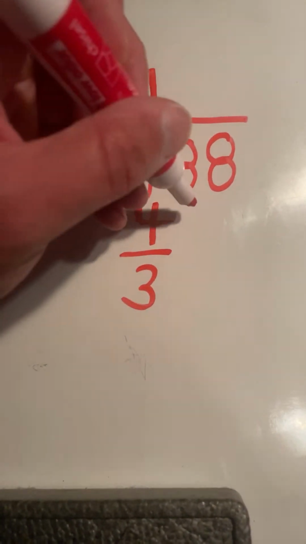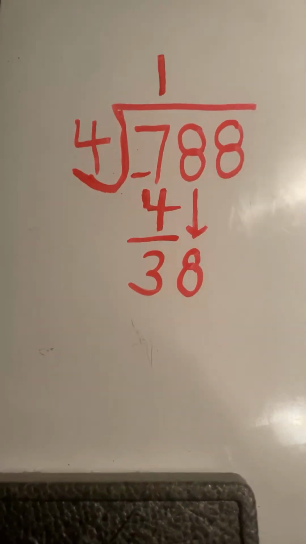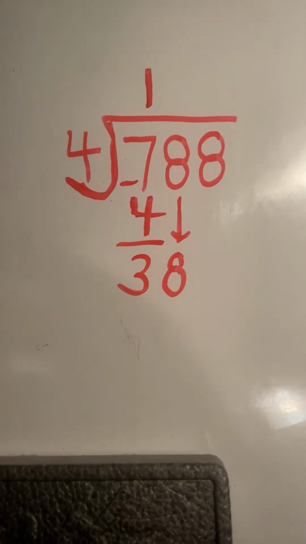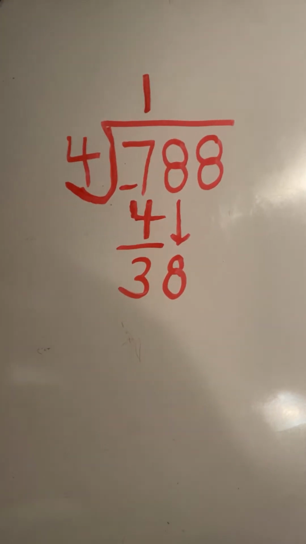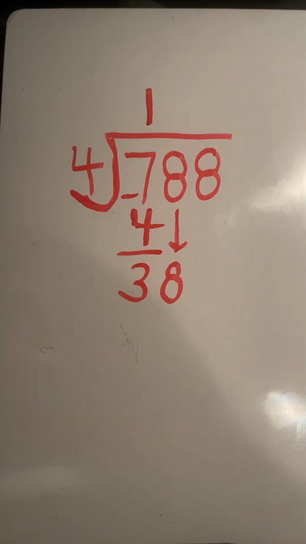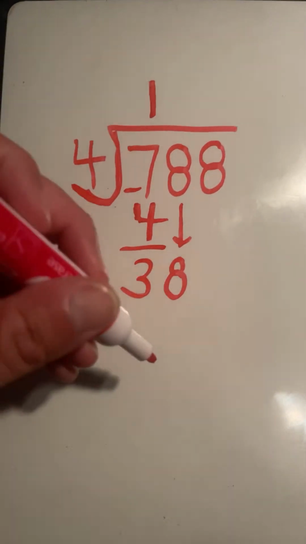Next, we have to bring down the next digit. So we're going to bring down the 8. That 3 is going to become a 38. So now I have to make 38 total tallies, and I'm going to make those in rows of 4. I'm going to see how many groups of 4 I can fit within 38.